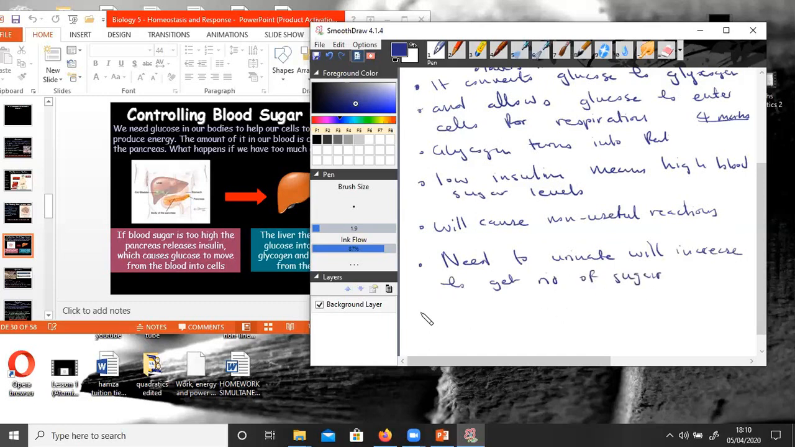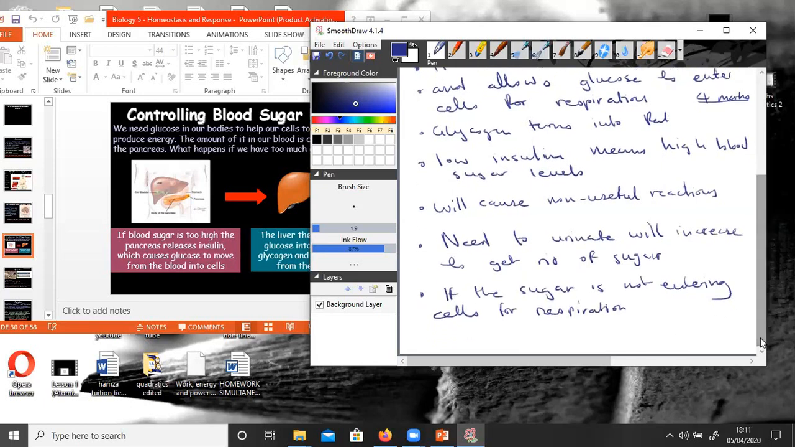And also, if you can't use the sugar in your cells, if the sugar is not entering the cells for respiration, let's use a technical word here, now the cells can't get sugar, what's going to happen? Your fat and your muscle are going to start breaking down, because when you break down fat, you can turn it back into sugar. And when you break down muscle, you can turn it back into sugar. It's called glucogenesis. Body will break down fat and sugar. No, sorry, not fat and sugar. It's fat and muscle.